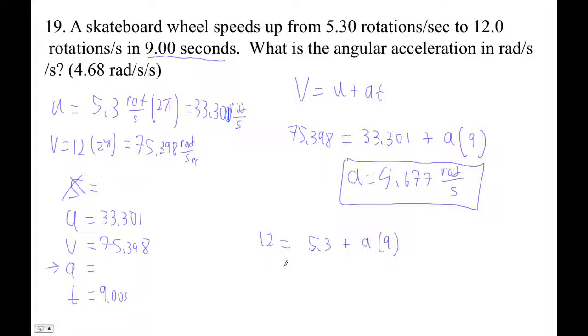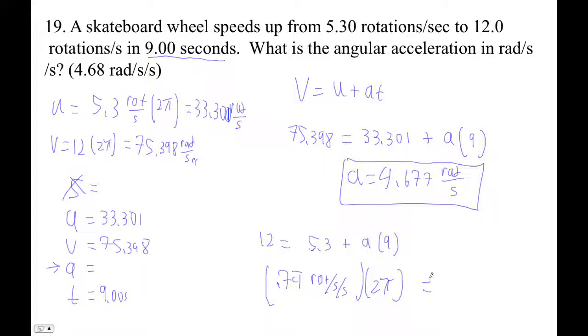Whoops. Guess I need parentheses there. Okay, so that divided by 9, and I'm getting 0.74 bar, and that's rotations per second, right? To turn it into radians per second, I would multiply by 2 pi. And indeed, I get exactly the same answer.